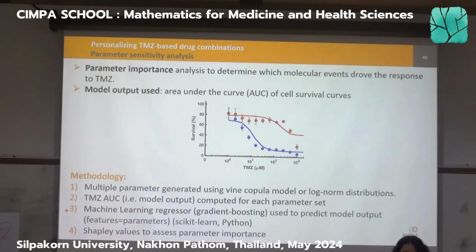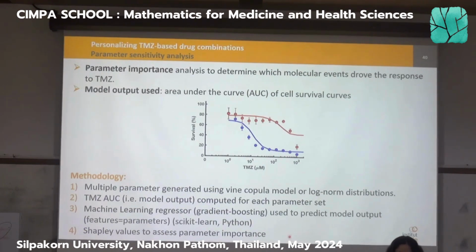So what do we do with this regressor? We predict TMZ AUC from parameter values. So the features are parameters. The output, what is predicted, is the AUC, which is of course a measure of the efficacy, right? And this is programmed in Python using the famous scikit-learn library.